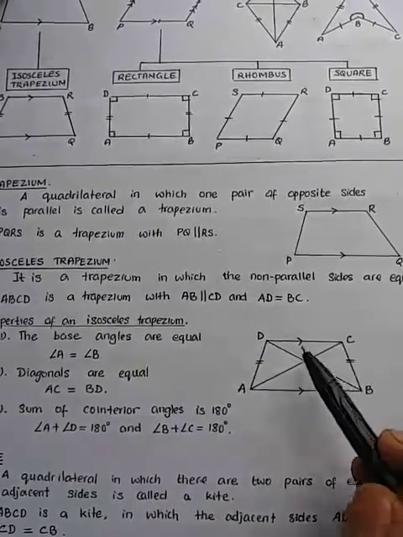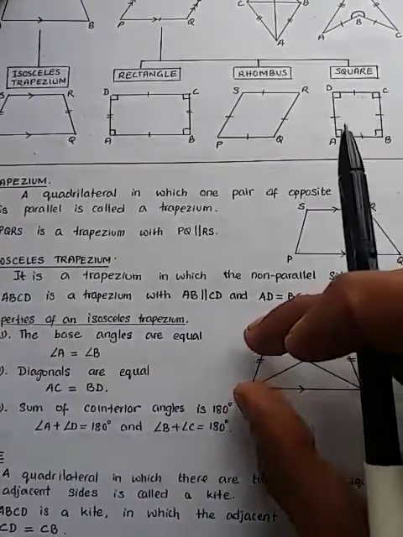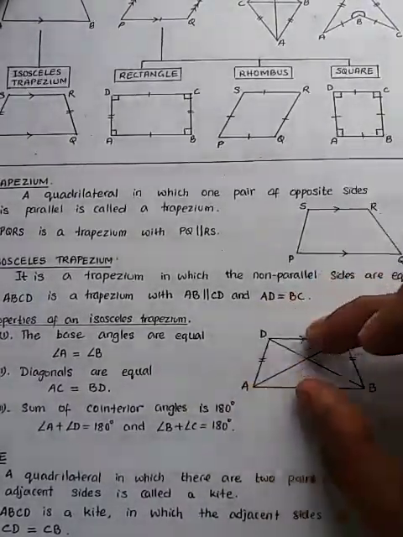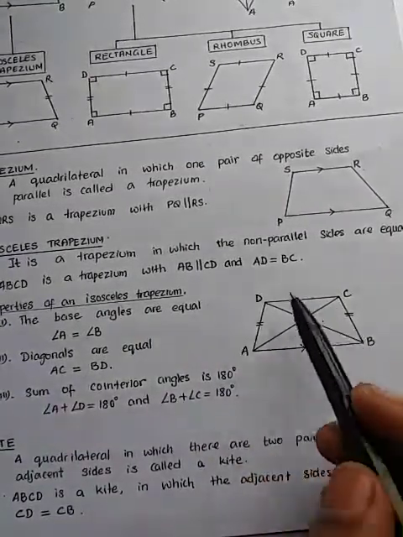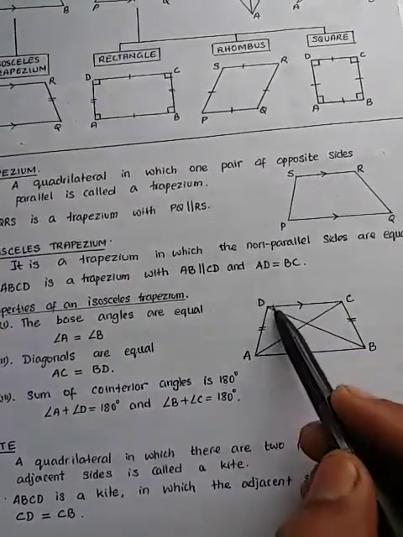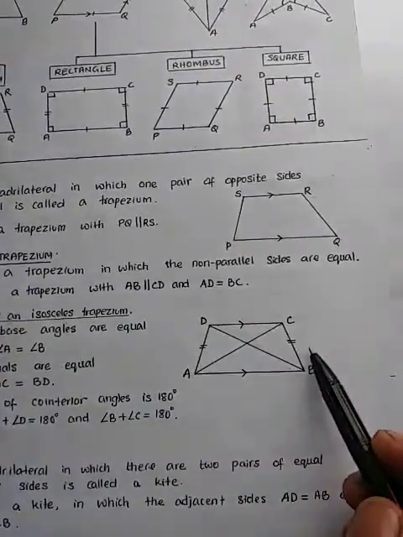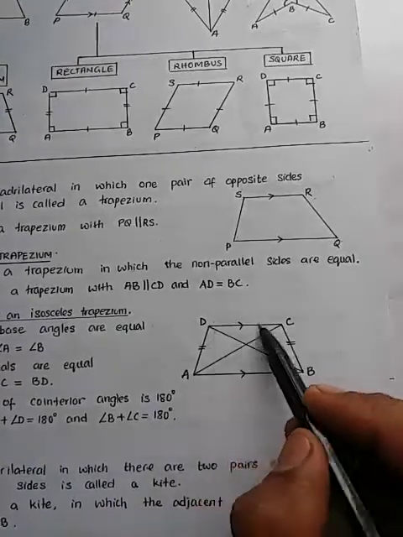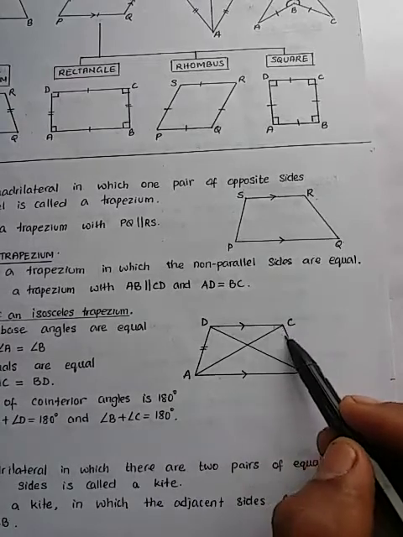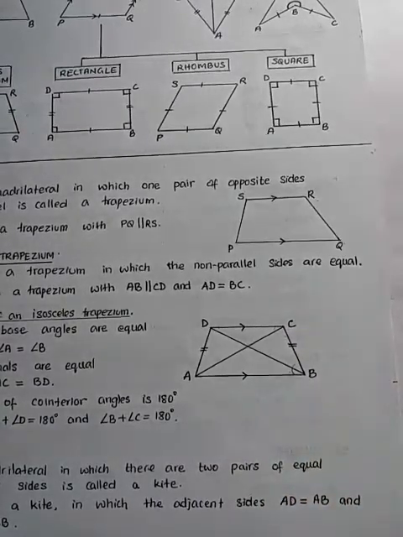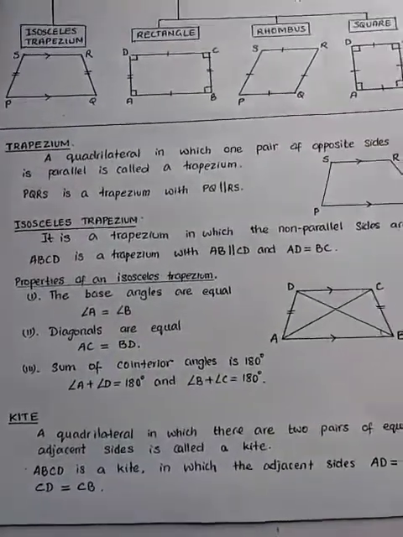What it means is that these two sides are parallel. So here, if these two lines are parallel, and AD acts as a transversal, then this angle plus this angle will be 180 degrees. Here also, the same thing. These two lines are parallel, so BC acts as a transversal, so angle C plus angle B equals 180 degrees. Okay, next we have the kite.